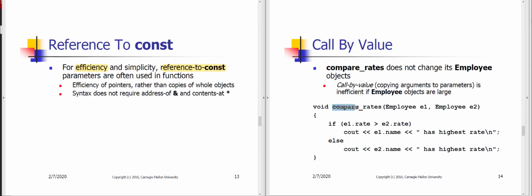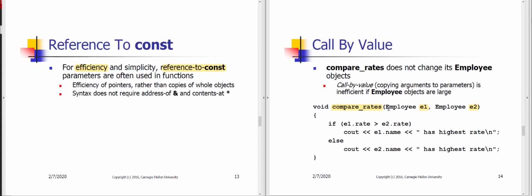What we want to do here is to compare the hourly rates of two employee objects. We're using the parameters E1 and E2 for those objects. So when I call compare rates, an entire copy of the employee is coming in as E1, and an entire copy of another employee is coming into this function as E2. I'm then comparing the rates of these two employees, and I'm going to display the name of whichever of the two employees has the highest rate.